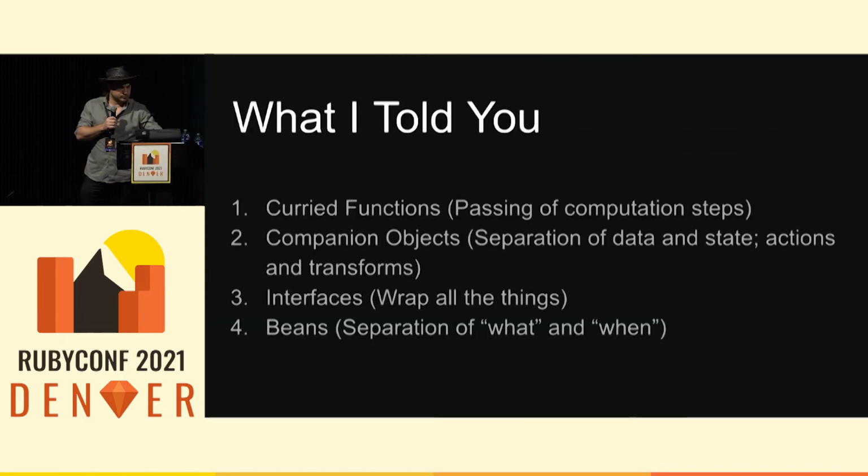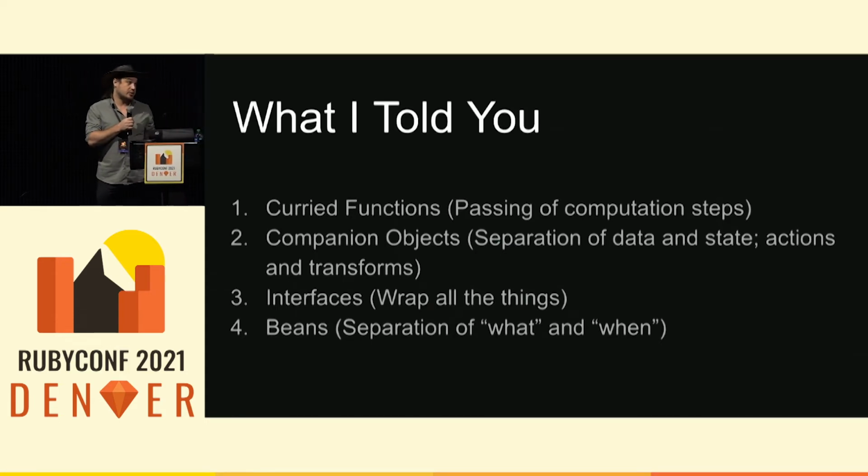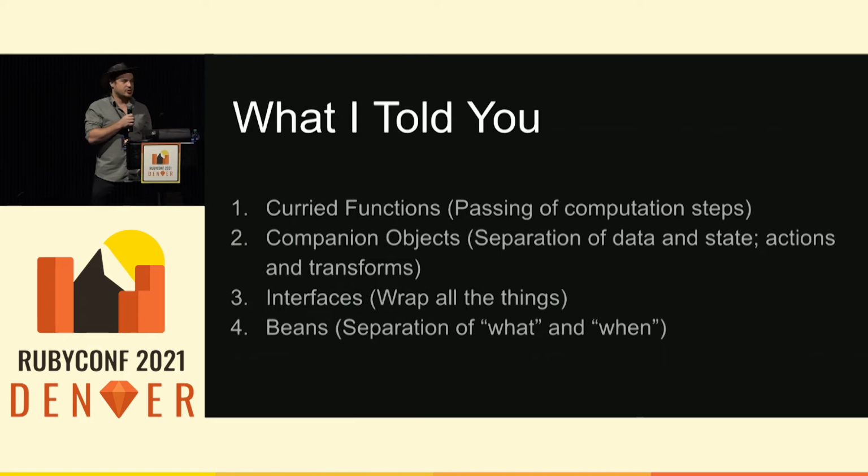So what I told you, we talked about curried functions and how they let us slice up computation steps in novel ways. And I really am a big fan of that thing that I talked about where you slice out the middle, because usually it's pretty hard to pull apart your code when it's nested like that. How do you get the middle out? Well, curried functions is a great way to do that. Companion objects, which give us a lot of inspiration for separating our data and our state, our actions and our transformations, which is an easier way to think about and to communicate the code that we're working with. Interfaces and all the advantages that wrapping things gives us, and beams, the separation of what and when.